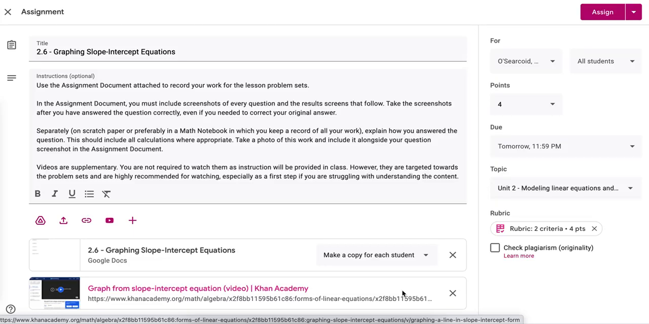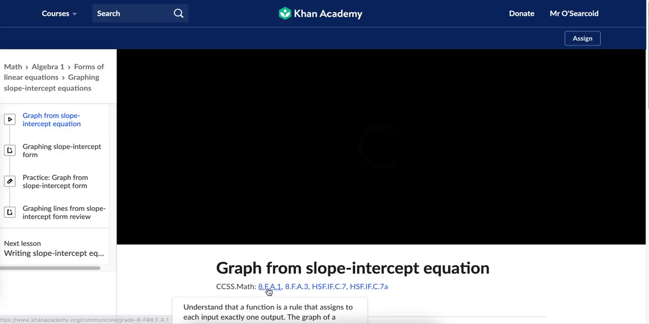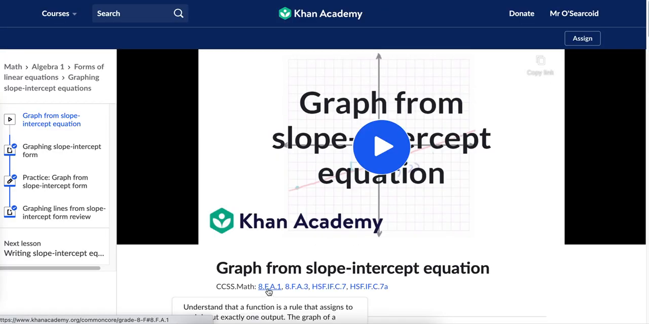Hello, today we're going to look at lesson 2.6, graphing slope-intercept equations. This is a nice short lesson for you guys today. So there'll be plenty of time for you guys to catch up with remediation and all sorts of things like that. I got your remediation folders right on my desk there.